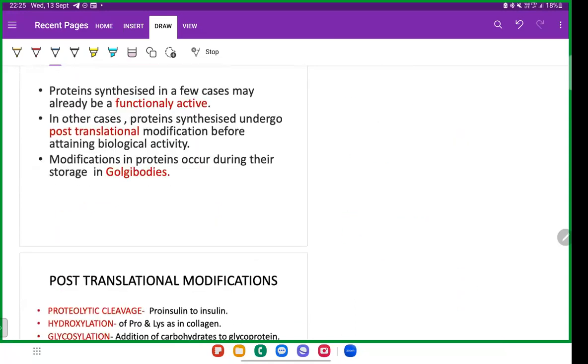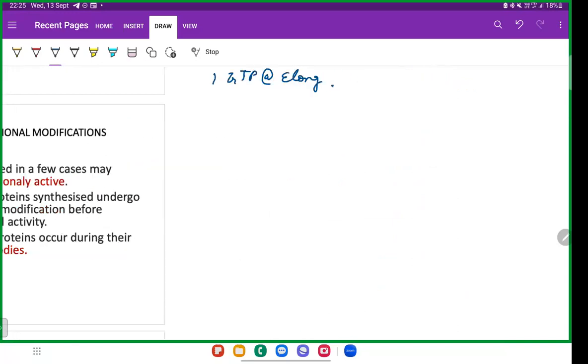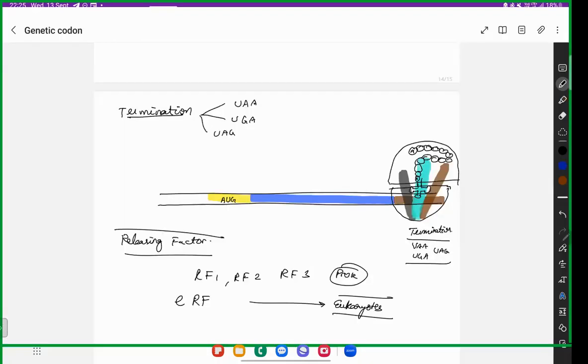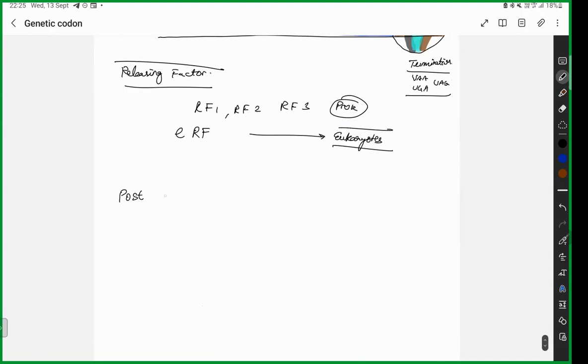Next, you are going to move towards post translational modification. What is the post translational modification? There are some reversible and some irreversible. Just write like this, whatever I am writing. Just put the heading as post translational modification.